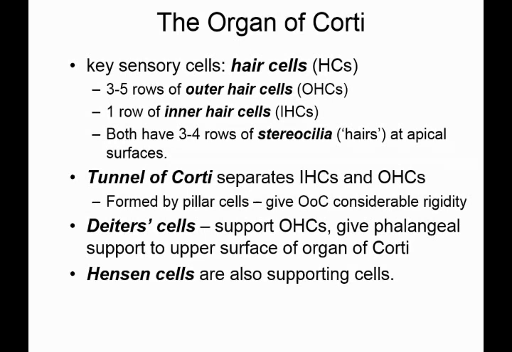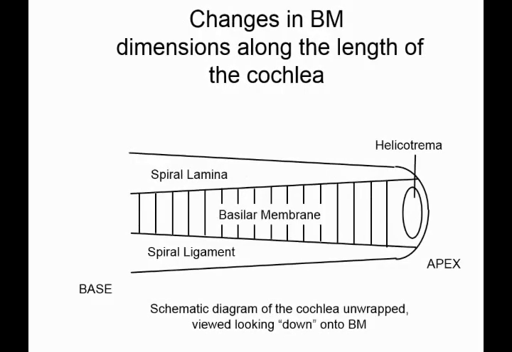Okay, humans have three to five rows of outer hair cells. Usually you remember three, but in higher frequencies it's actually five. Doesn't matter, it's a very, very small number of these rows. We've got one row, always one row, of inner hair cells. And both have three to four rows of stereocilia. These are the hairs at the apical surfaces. We'll see that in a second.